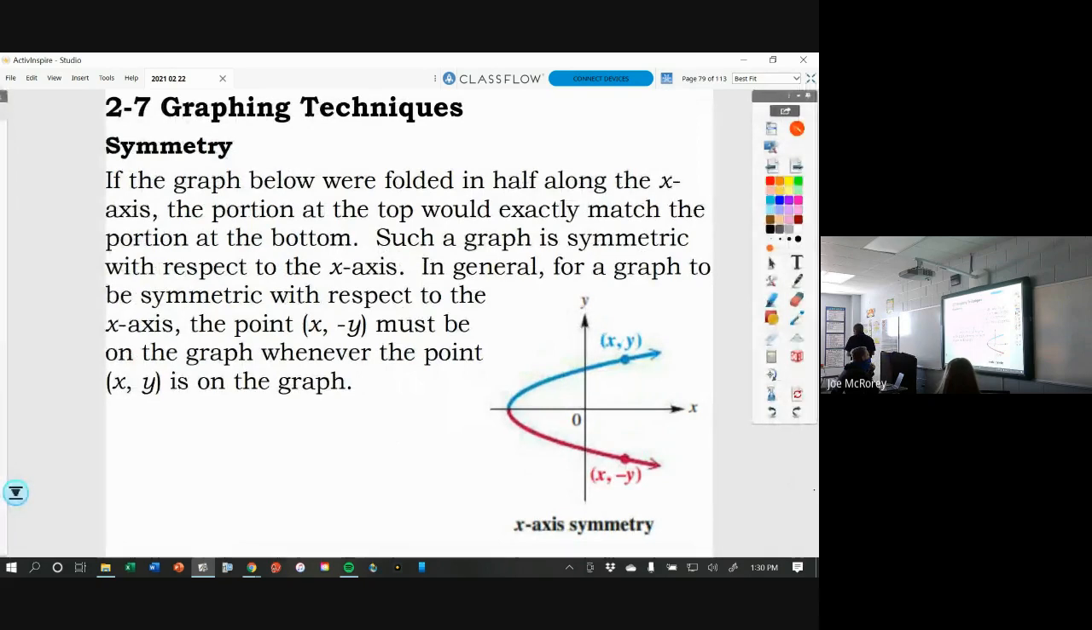X-axis symmetry means if you fold it across the x-axis, it's going to lay on top of itself. In x-axis symmetry, the x values stay the same, and the y values just have opposite signs. That's it. That's all there is to symmetry. Okay? Make sense? Pretty simple.